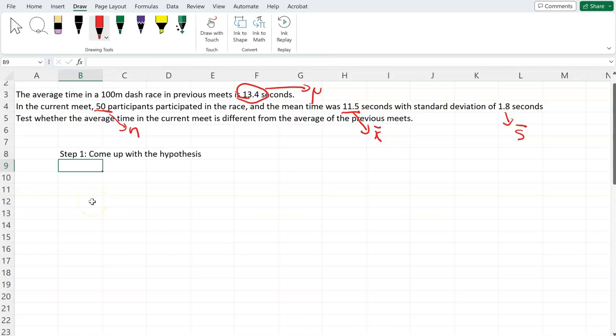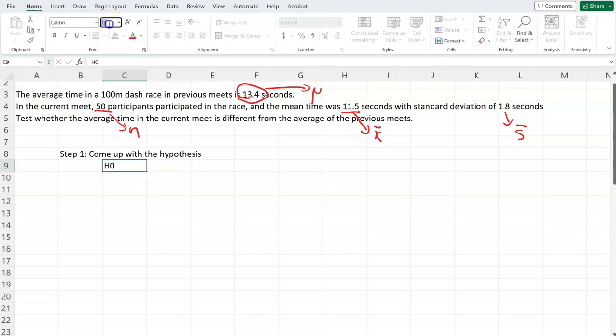So we first write the null. I'll write H0. That's the null hypothesis. And the 0 is usually a little smaller, so we'll write it that way. In this case, I will write it in both ways so we can see how they are similar or different. So the population mean is 13.4 seconds.